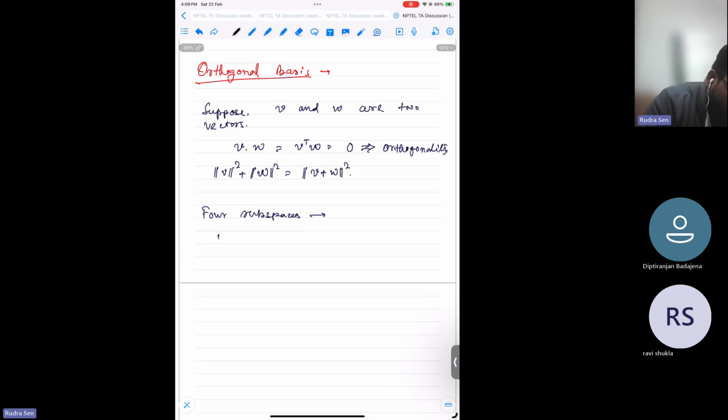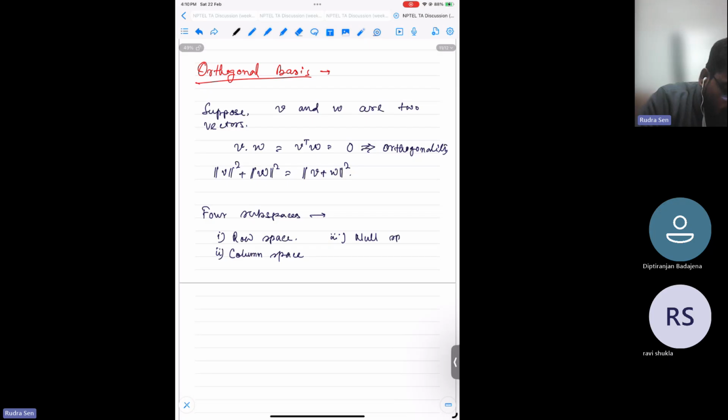What are the four subspaces? First, it's the row space. Second, we have studied the column space. Row space is the space spanned by the rows of a matrix A. Column space is the space spanned by the columns of matrix A.